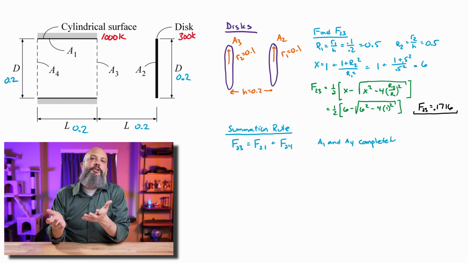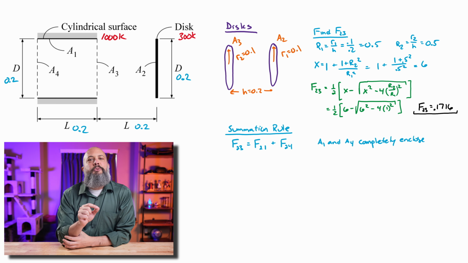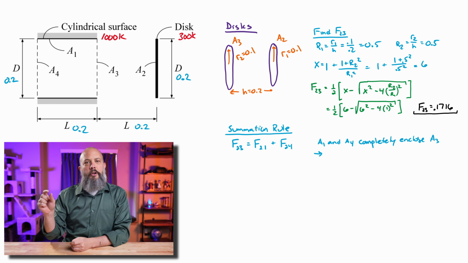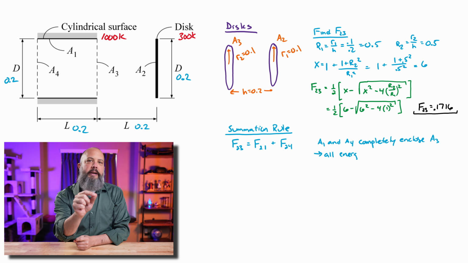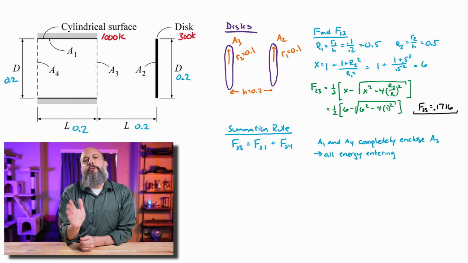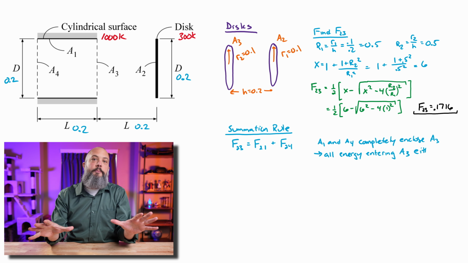So by summation, we can say that F23 is equal to F21 plus F24. So all of the radiation from 2 that enters at 3 either hits A1, so that would be F21, or it leaves through A4. That would be F24. That's it. There's no other possibilities.